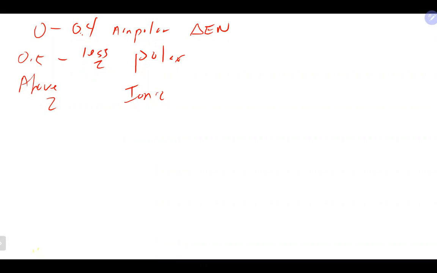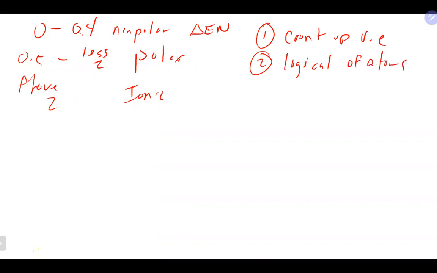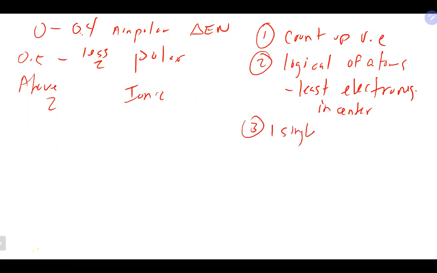I believe we ended up talking about actually drawing Lewis structures for covalent bonding. And there are several steps that you want to follow when you draw Lewis structures. You want to count up the valence electrons. You want to have the logical arrangement of the atoms. Remember, the least electronegative atom is typically in the center. You then want to make one single bond from the center atom to all the outside atoms.